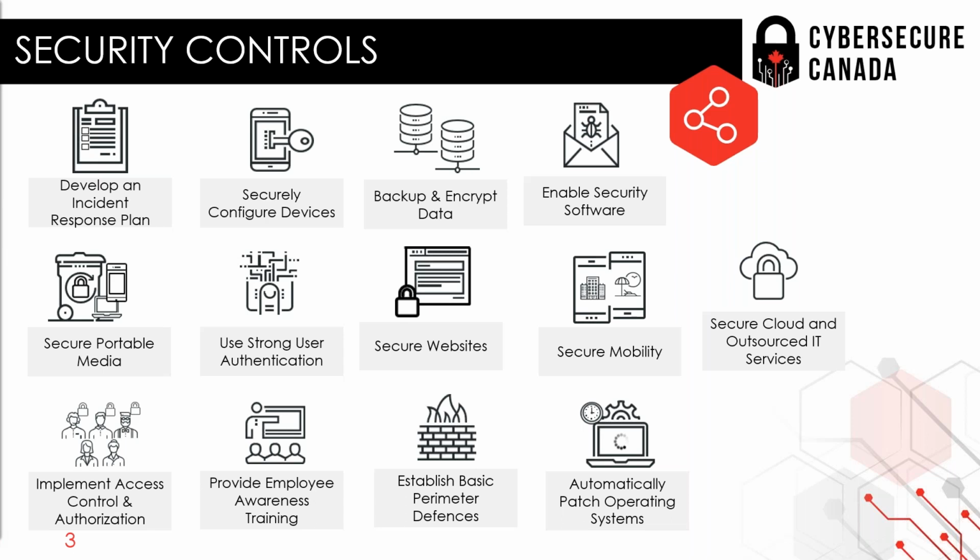CyberSecure Canada was designed by Canadians to protect Canadian organizations. It is based on 13 control areas developed by the Canadian Centre for Cybersecurity, and they are: develop an incident response plan, securely configure devices, backup and encrypt data, enable security software, secure mobility, use strong user authentication, secure portable media, secure cloud and outsourced IT services, secure websites, implement access control and authorization, provide employee awareness training, establish basic perimeter defenses, and today's topic, automatically patch operating systems.